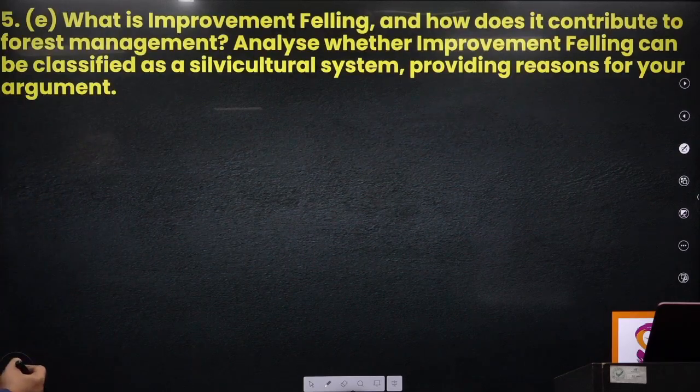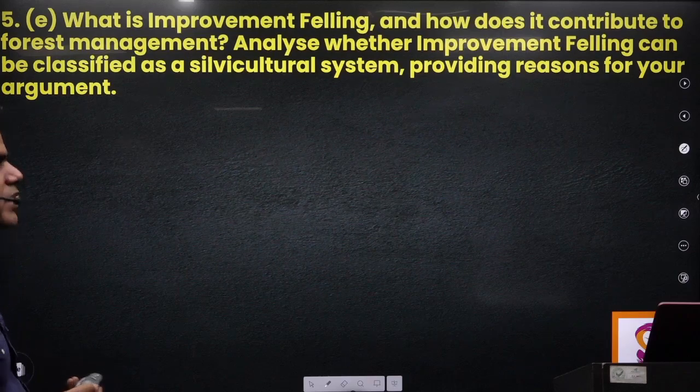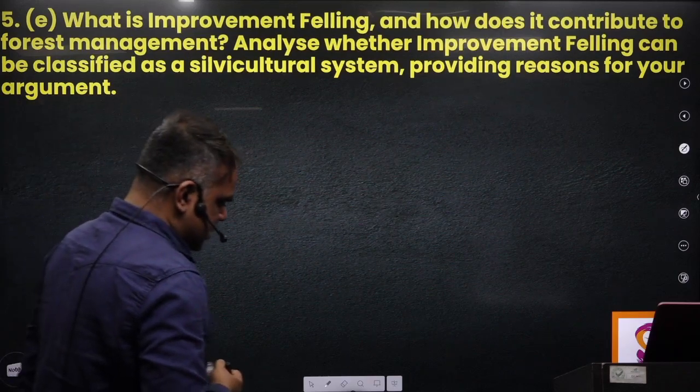Okay, now what is improvement felling and how does it contribute to forest management, and analyze whether improvement felling can be classified as a silvicultural system, and you have to provide reasons for your argument in this particular manner.